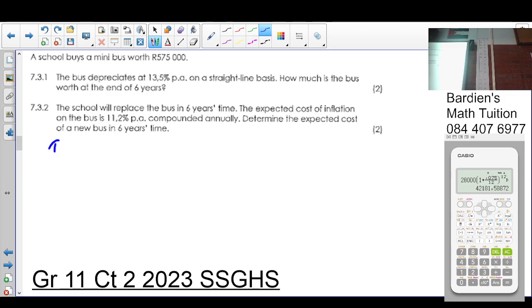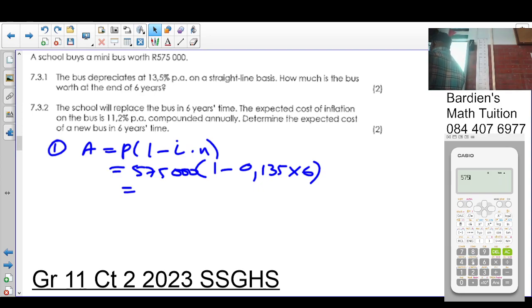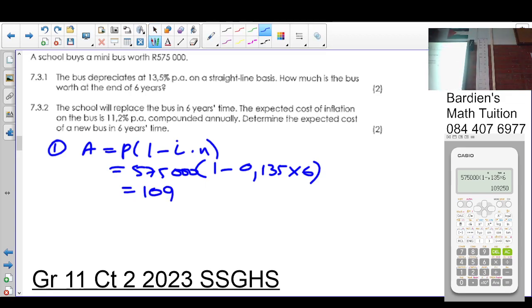So what we do is, we say A is equal to P into 1 minus i times n. Okay, so it's going to be 575,000 Rand into 1 minus i, which is 0.135, times 6 years. Okay, so it's 575,000 into 1 minus 0.135 times 6. 109,250.